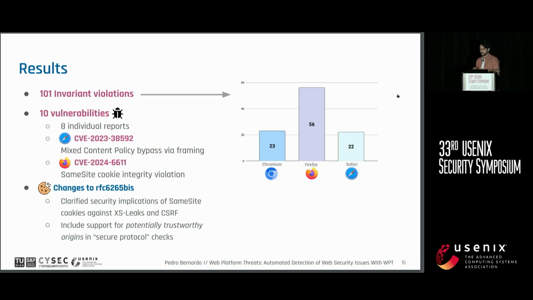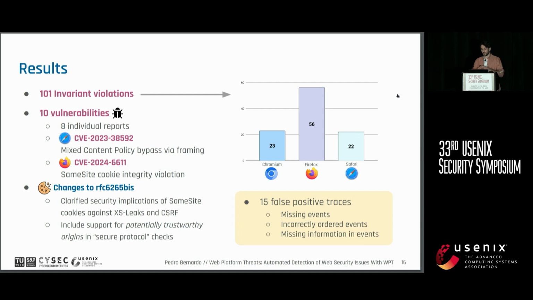We reported these vulnerabilities to the affected browser vendors in 8 individual reports, which were all acknowledged, and resulted in 2 CVEs, a complete mixed content policy bypass via framing on Safari, and a same-site cookie integrity violation on Firefox. This also led to discussions with specification writers and maintainers, which led to some changes to the RFC 6265 bis, which is the cookie spec.